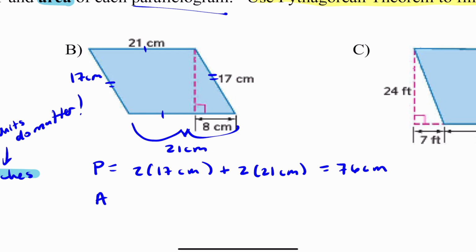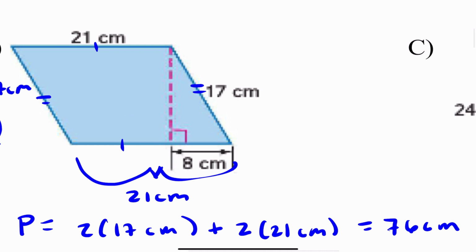The area is going to equal base times height. Note that this is my base, which is 21, the base of the figure. So the base of the figure is 21 centimeters times the height. But note that we don't have the height here. We only have this right triangle with side lengths 8 and 17.